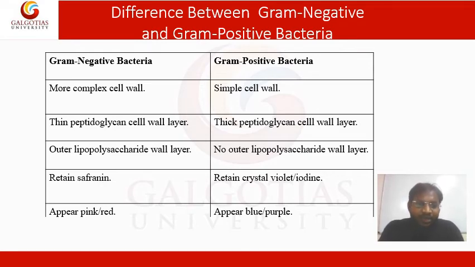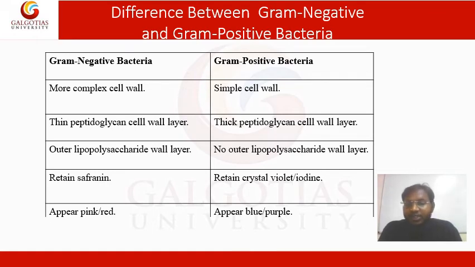You can see here the gram negative bacteria. First of all, let us study the gram negative bacteria. They have a more complex cell wall, with a thin peptidoglycan cell wall layer, and after that an outer lipopolysaccharide wall.